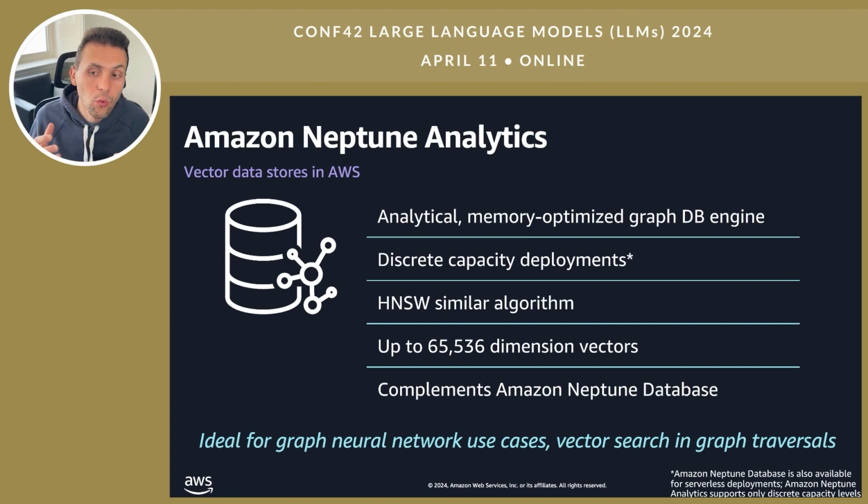And why would you use Neptune Analytics for your vector database? If you're working on neural network use cases where you need to do vector search and graph traversals, this would be a very good approach. You can also use Neptune database with serverless deployment, but Neptune Analytics only supports discrete capacity levels at this time. If you're curious to learn more, I know I just covered these databases very quickly. I would highly recommend that you do a quick Google search and look at our AWS documentation about how they work.